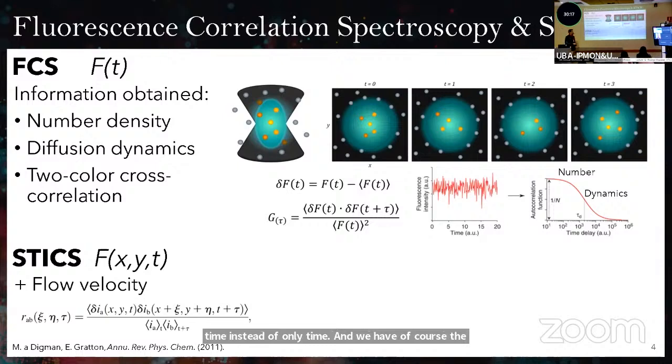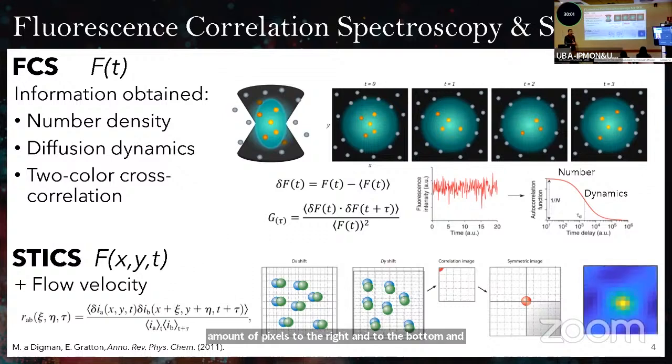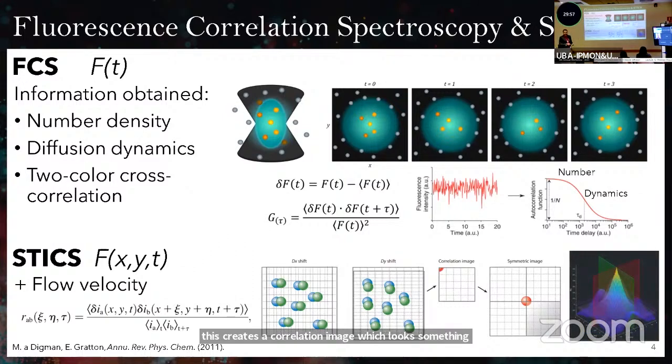Very briefly, and this is very nicely explained in this Annual Reviews paper by Enrico and Michelle, the image is shifted with respect to itself a given number of pixels to the right and to the bottom, and this creates a correlation image, which looks something like this, and can be seen in 3D as this peak. And this is the core of STICS. I'm going to delve into this in a little more detail later.